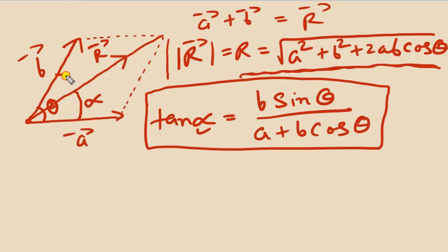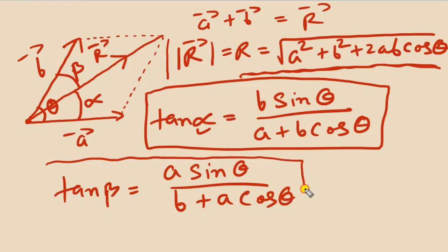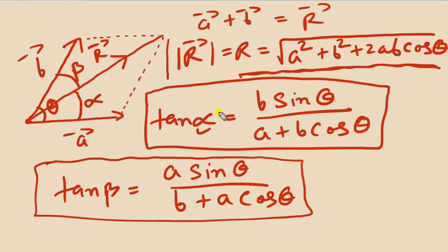We can take this angle also. Let's say we take this angle as beta, then tan beta would be equal to A sin theta upon B plus A cos theta. So once you know the magnitude and the value of alpha, or even beta, you can easily find at what angle vector R is. What is the exact direction of vector R? Even if you know alpha, you can easily tell what beta is, because beta is nothing but theta minus alpha, right?